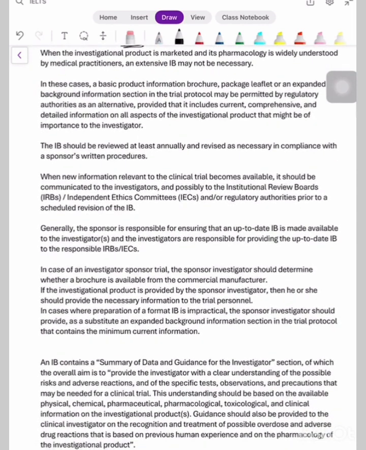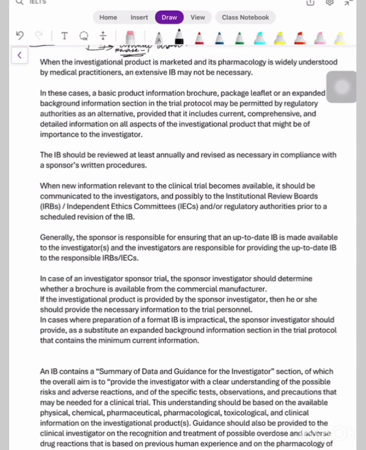When the investigational product is marketed, its pharmacology is widely understood by medical practitioners, and an extensive IB may not be necessary. So this is a point given in ICH E6: that if an investigational product has been launched in the market and its pharmacology is widely understood by medical practitioners, then making a lengthy IB is not necessary in these cases. But what should be done in these cases?